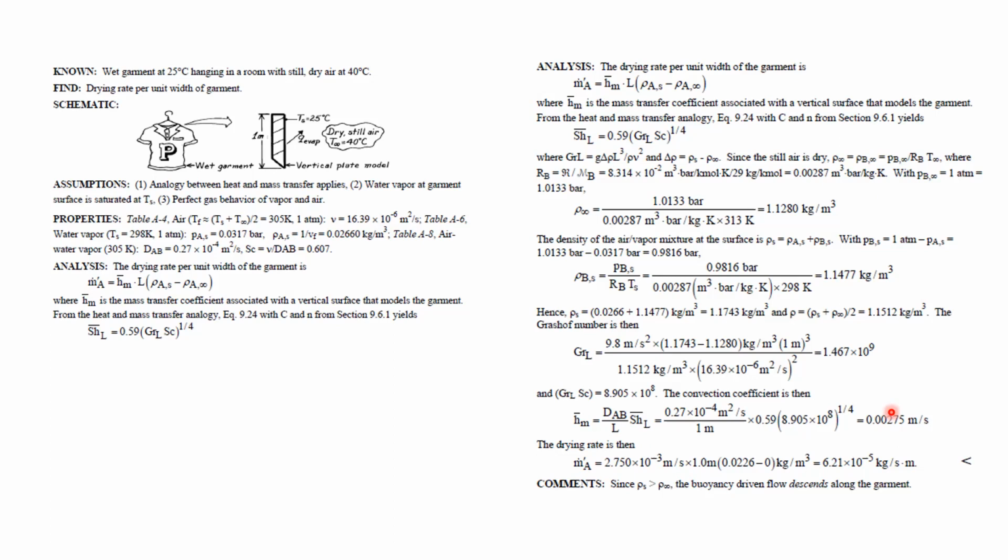Since rho_s is greater than rho infinity, the buoyancy-driven flow descends along the garment. So it is not an upward flow. rho_s is greater than rho infinity because it is denser: the garment is saturated in water, so it has more density or more concentration, and the infinity is very dry. So all the flow will be from top to bottom. If we had rho_s less than rho infinity, the mass would be removed upwards. So the moisture removal is happening.